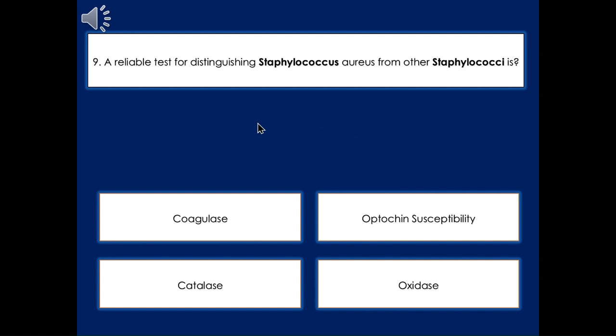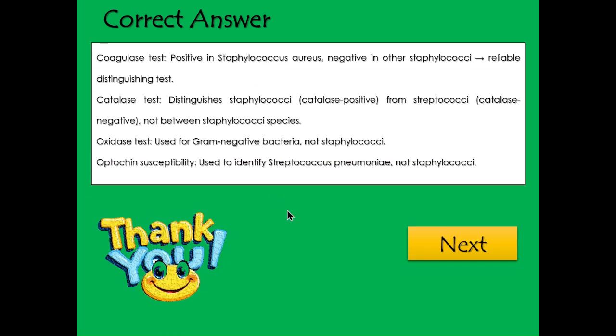9. A reliable test for distinguishing Staphylococcus aureus from other staphylococci is? The correct answer. Coagulase test, positive in Staphylococcus aureus, negative in other staphylococci.